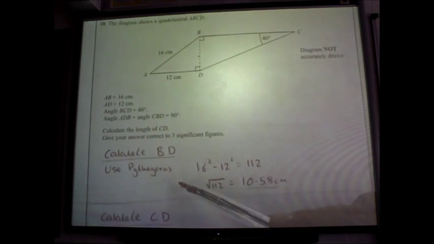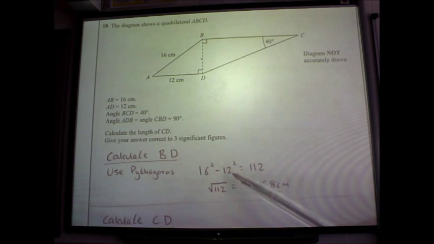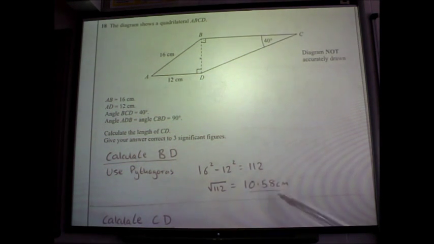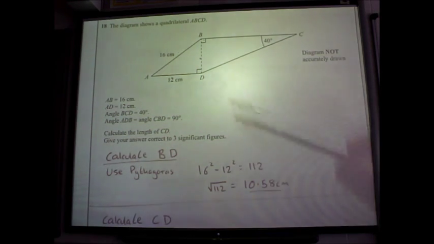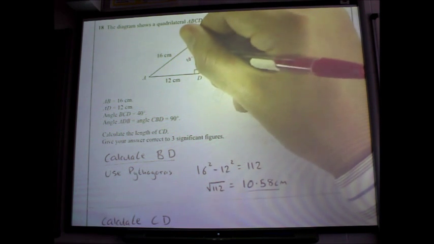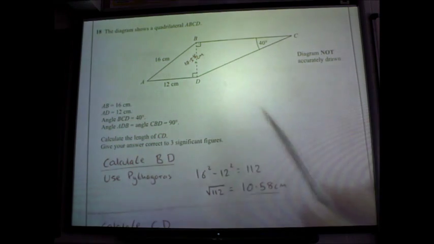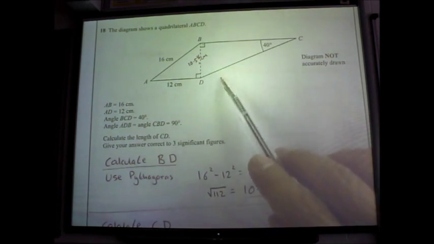I'm going to use Pythagoras. So because we know the long side, it's 16 squared, take away 12 squared, which equals 112, square root that is 10.58. So BD is 10.58, and that is centimetres long. Now we've got to calculate CD.